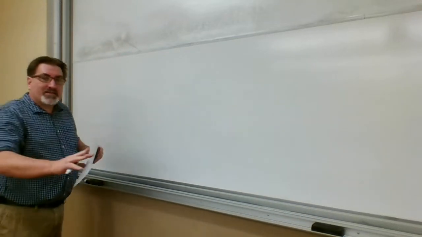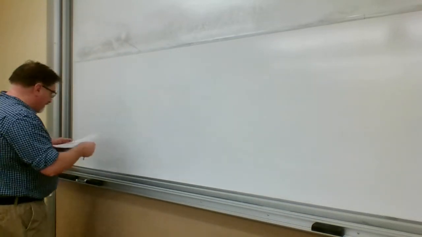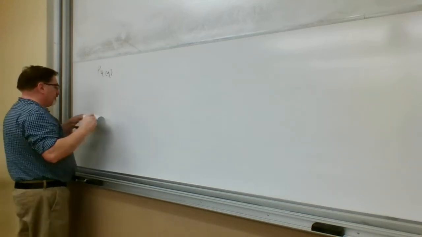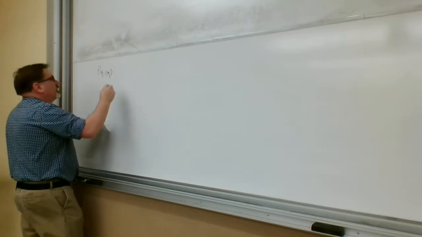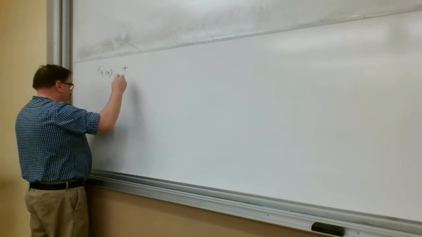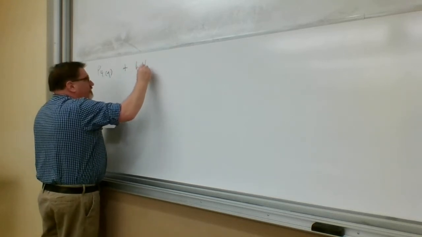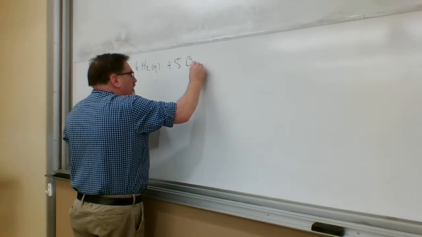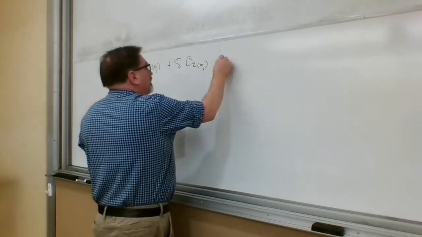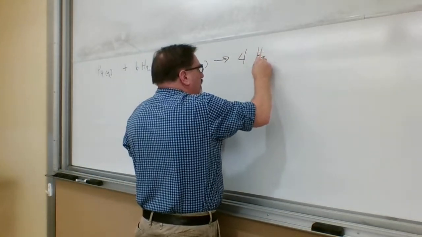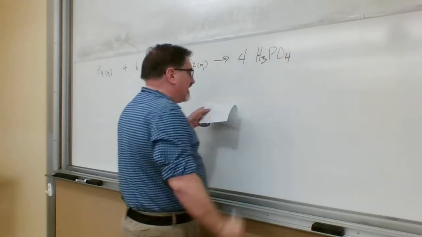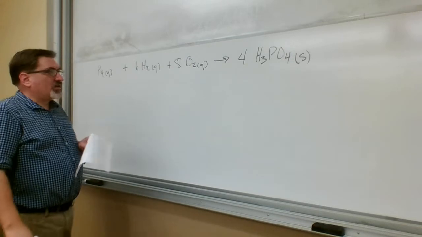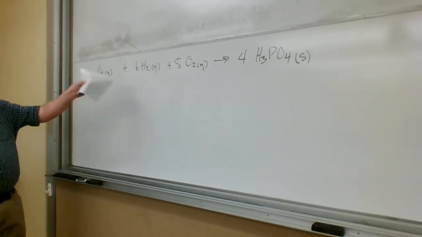So our third and final example of just calculating delta S for a reaction involves P4 as a gas. That's just phosphorus, it's elemental phosphorus. P4 as a gas plus 6 H2s as a gas plus 8 O2s as a gas, producing 4 moles of H3PO4 as a solid. So this is a synthesis reaction, taking all these elements and making a compound.